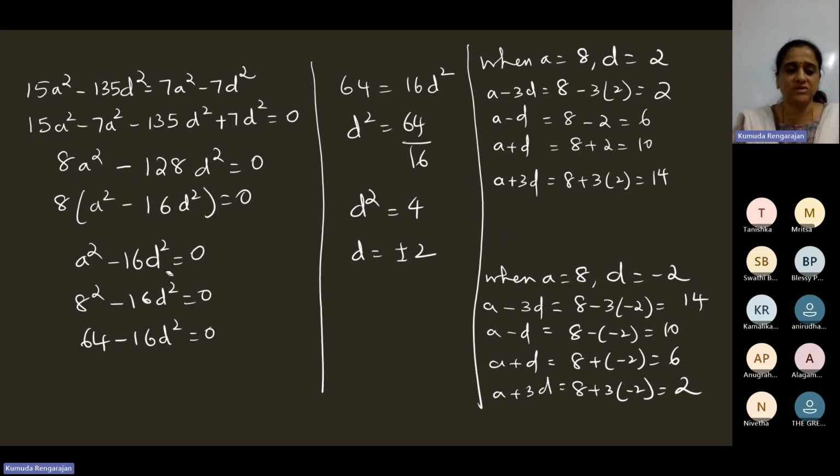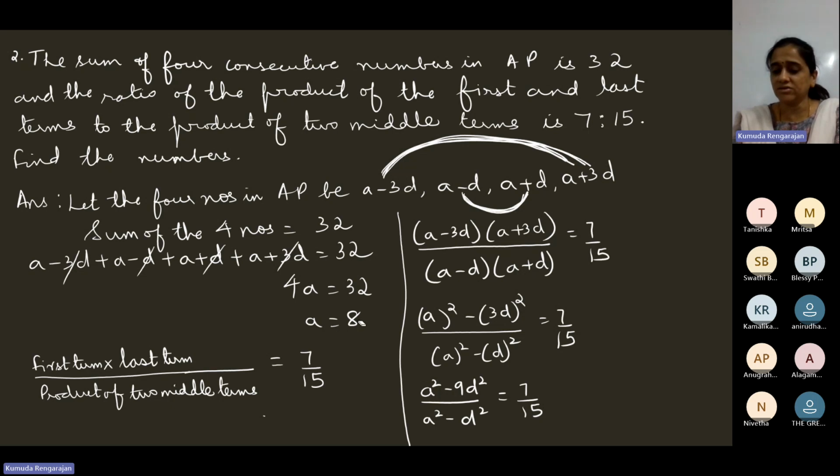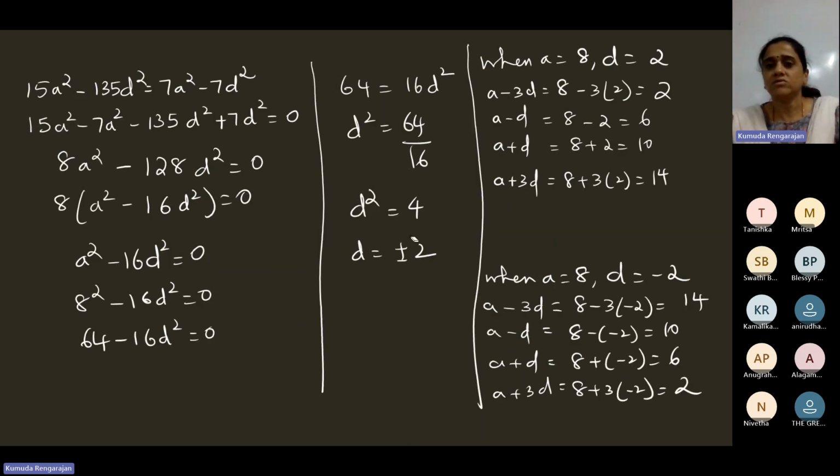I got A squared minus 16D squared is equal to 0. So here I use the value of A, and we find the value of D as plus or minus 2. To find the numbers, you need the values of A and D. We already found A, 8. Now D is plus or minus 2. So when A is 8, D is 2, and when A is 8, D is minus 2. Find the four numbers.